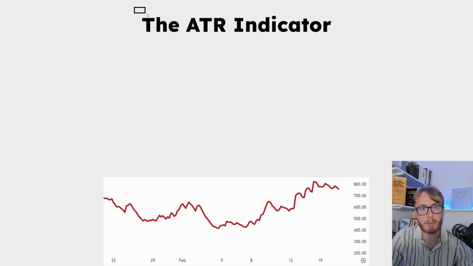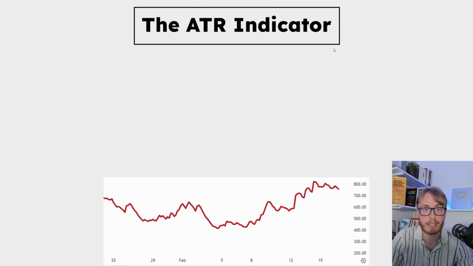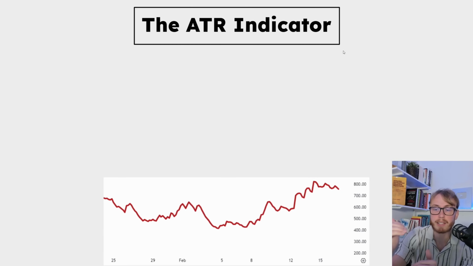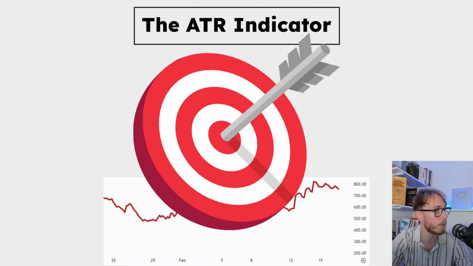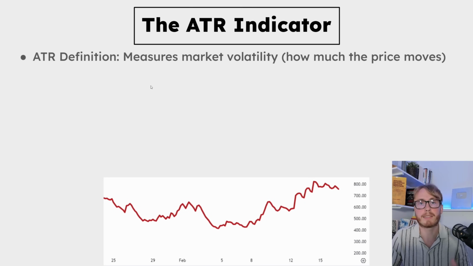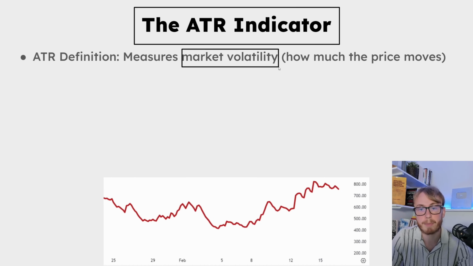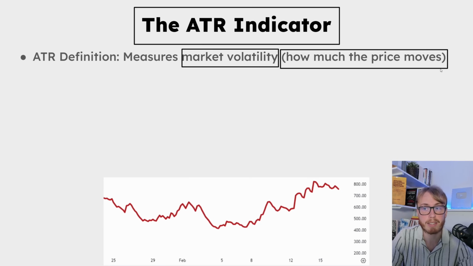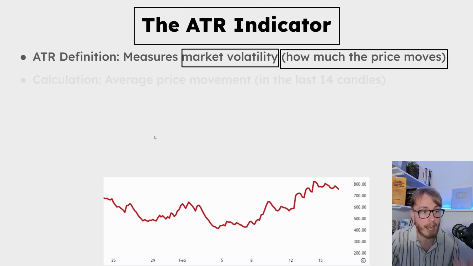So the next indicator we're going to take a look at is the ATR indicator. This indicator can be very nice because it can give us objective levels for exactly where to place the stop loss and exactly where to place the target level. But how does the ATR indicator work? Well, the ATR is an indicator that measures market volatility, or in other words, it measures how much the price moves, or to be more precise, how much the price moves on average.